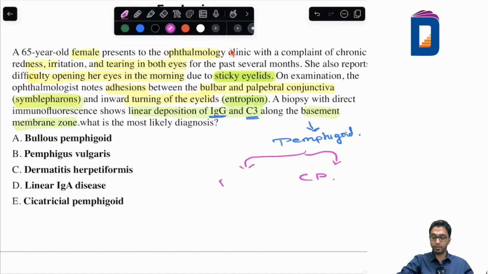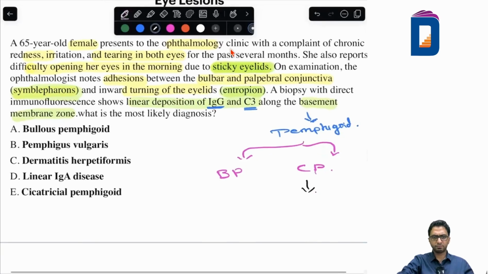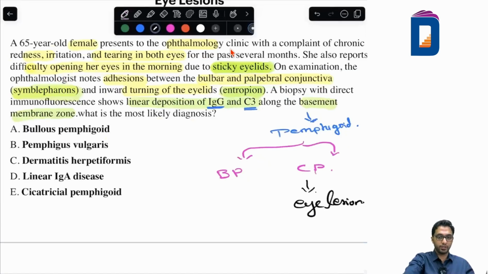Yeah, bullous pemphigoid and the cicatricial pemphigoid. And please note, it is the cicatricial pemphigoid which has eye lesions, isn't it? You don't get eye lesions much in the bullous pemphigoid. Okay, so this is how you identify for this particular question. Cicatricial pemphigoid, eye lesions are more common than in your bullous pemphigoid.